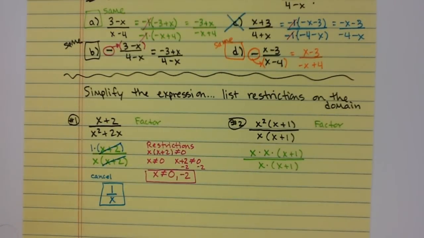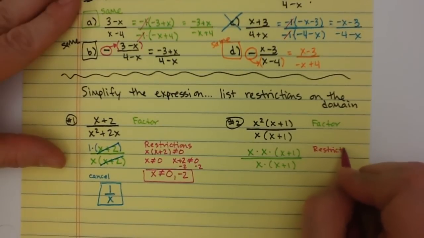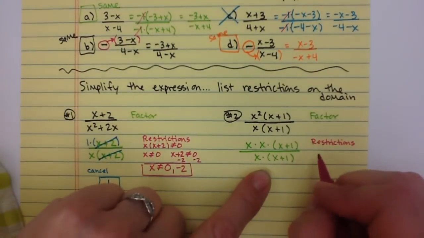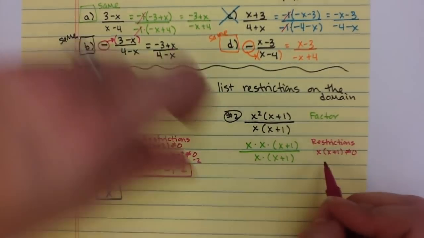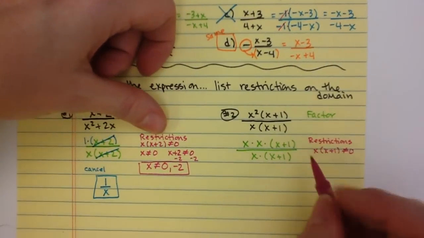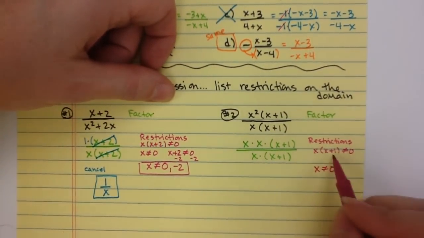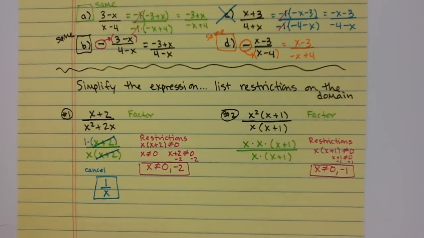Then we'll list our restrictions. And we do that by setting the denominator not equal to 0. So x times x plus 1 cannot equal 0. Well, that's almost just like our other one. So remember, we set x not equal to 0, so x cannot equal 0. And we set x plus 1 cannot equal 0. Subtract the 1 over, so x cannot equal -1. So there's two restricted values.